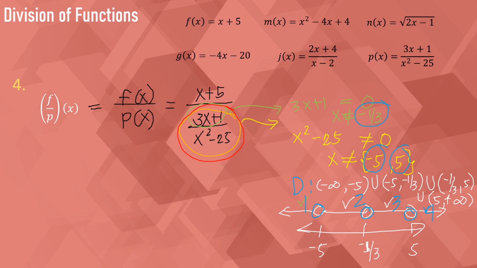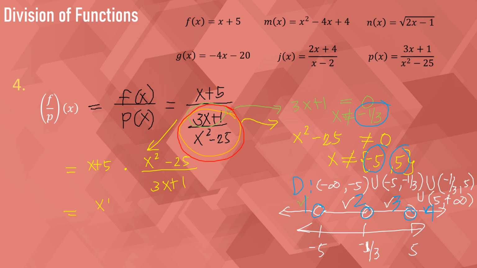Okay? We have the domain: all numbers less than negative 5, union all numbers between negative 5 and negative 1/3, union between negative 1/3 and 5, plus all numbers greater than 5. If we try to continue the final appearance, or should I say, when you try to simplify that, f over p of x will become x plus 5 times x squared minus 25. Remember the reciprocal, 3x plus 1.